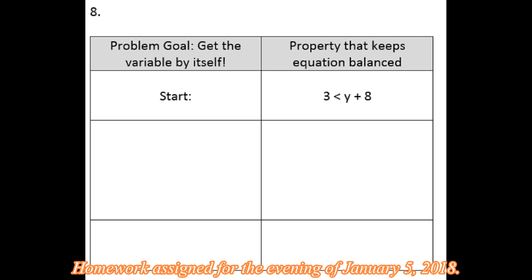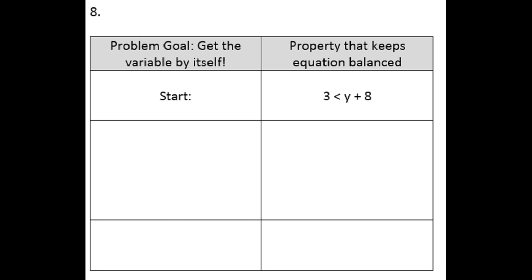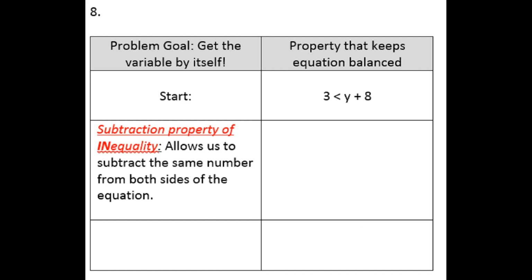Our goal here is to, again, isolate that variable, and these are still inequalities. This says 3 is less than the quantity y plus 8. Using our subtraction property of inequality, we subtract 8 from both sides to get y by itself. The plus 8 minus 8 cancel out. 3 minus 8 is negative 5. So we have negative 5 is less than y.